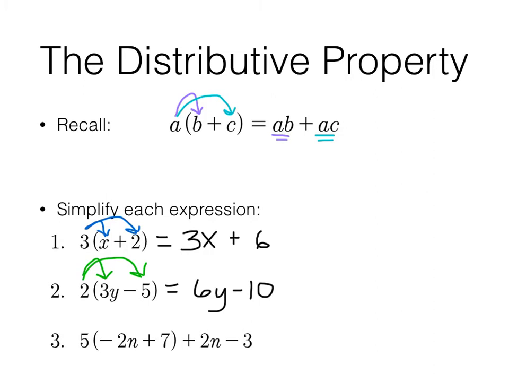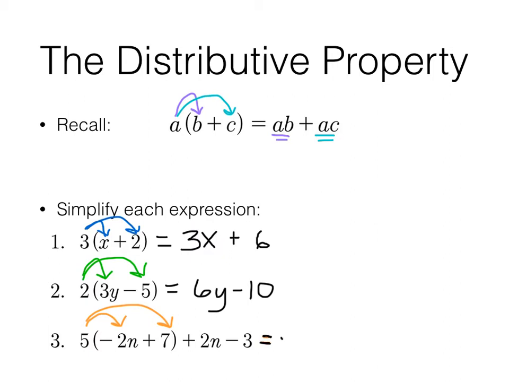All right, last one on this page. 5 times a negative 2n plus 5 times 7. And then we got something else hanging on at the end here. So let's distribute first.